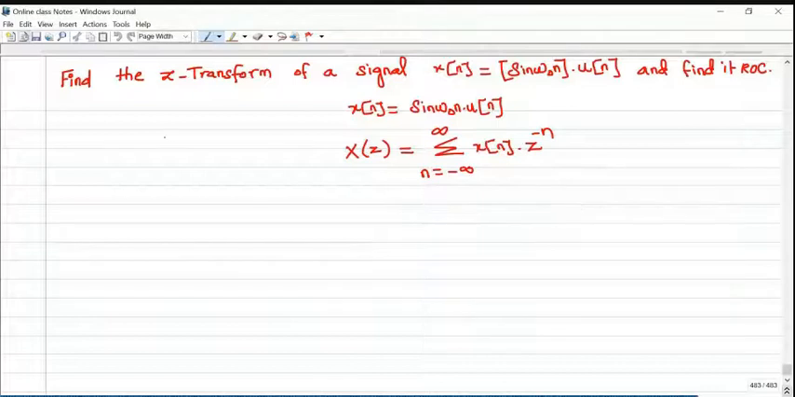Find the Z transform of sin omega naught n u of n.